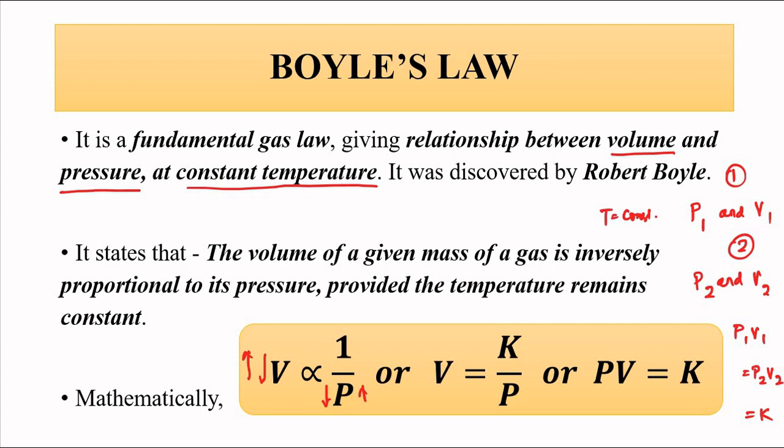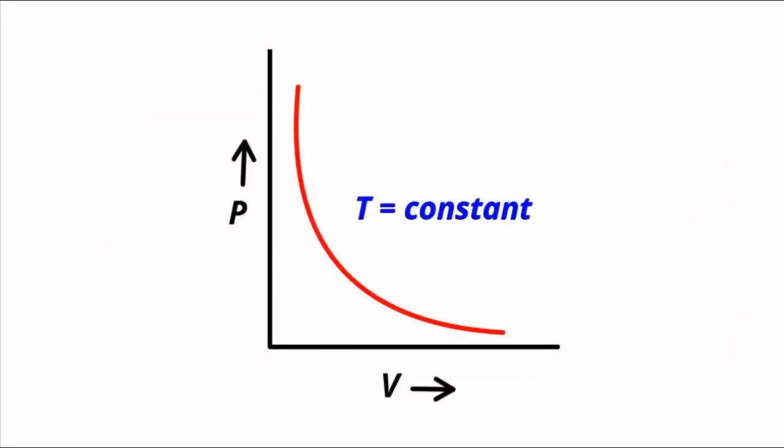Okay, for any thermodynamic state at constant temperature, the product of the respective pressure and volume in that state will always be constant as per Boyle's law. So graphically we can represent it as this. Okay, this will be the curve. So as volume increases, pressure is decreasing. Okay, and as volume decreases, pressure is increasing. At low volume, pressure is high. At low pressure, volume is high.